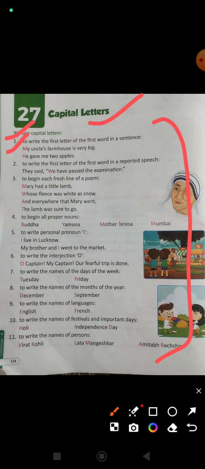First rule is to write the first letter of the first word in a sentence capital. Yeah, of course, whenever we write any sentence, always the first letter of the first word should be capital.